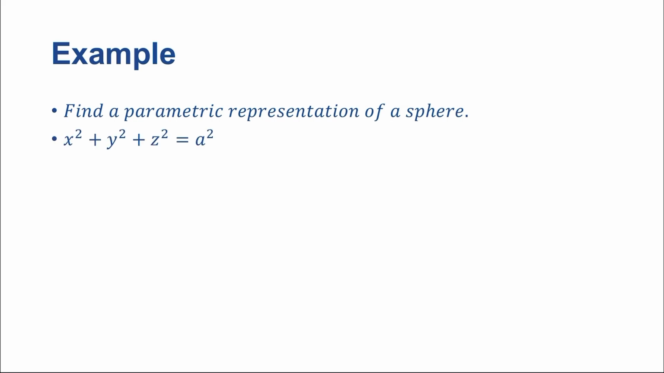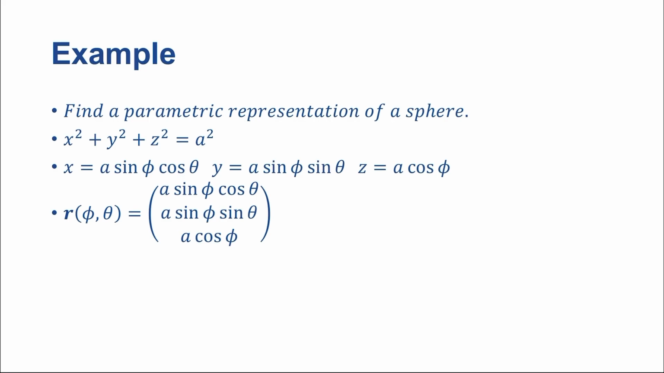We know that x squared plus y squared plus z squared is equal to a squared. That is the definition of a sphere. And we can also write x equals a sine phi cosine theta, y equals a sine phi sine theta, and z equals a times the cosine of phi. So now what we have here is a nice parameterization that we can turn into a vector function. So therefore, we can set r of phi and theta equal to a sine phi cosine theta, a sine phi sine theta, and a cosine phi.